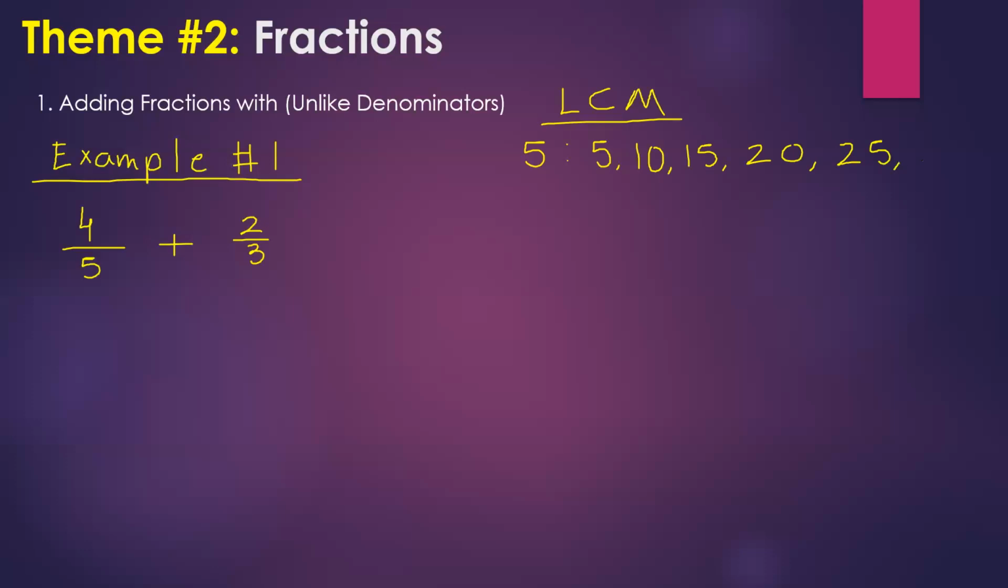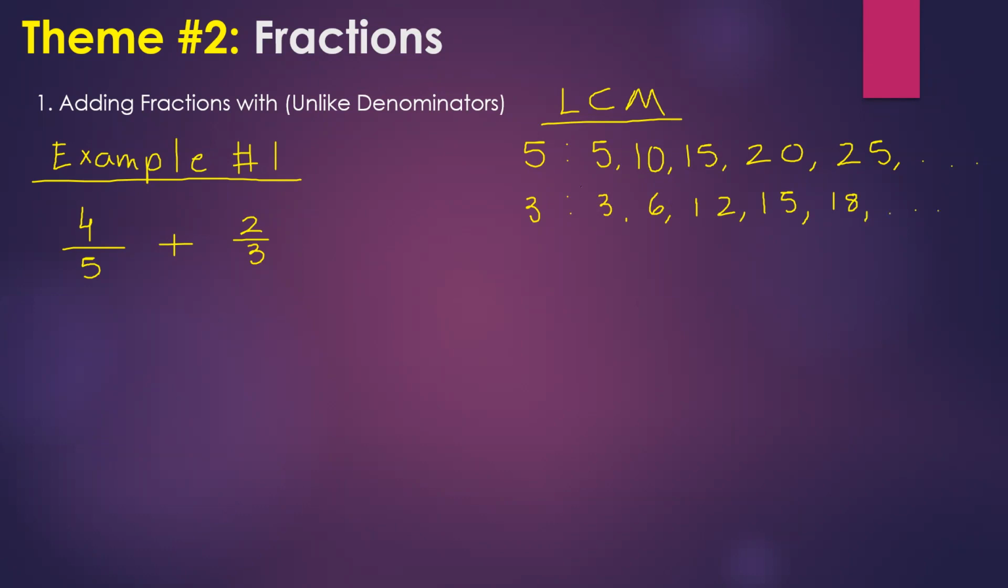Next up, Tiara, I want the multiples of 3. The multiples of 3 are 3, 6, 9, 12, 15, 18, 21, 24, 27, 30, 33, 36. Okay, so let's stop at 18.